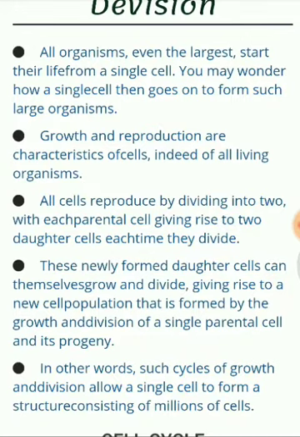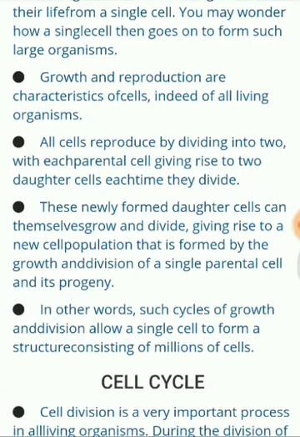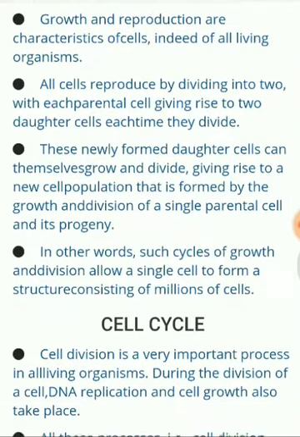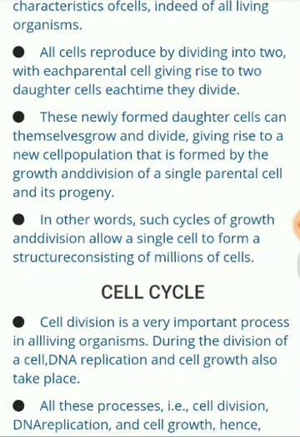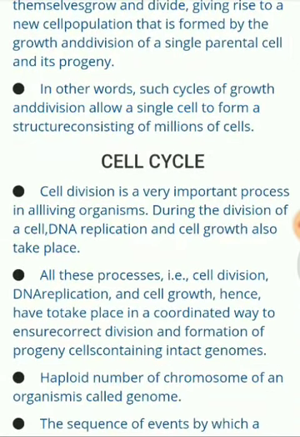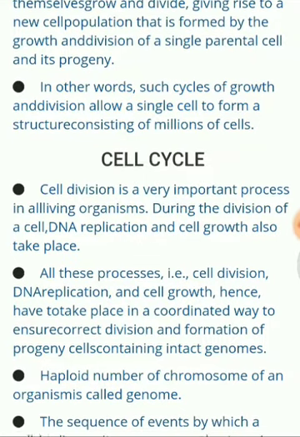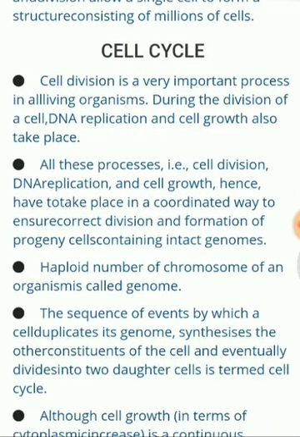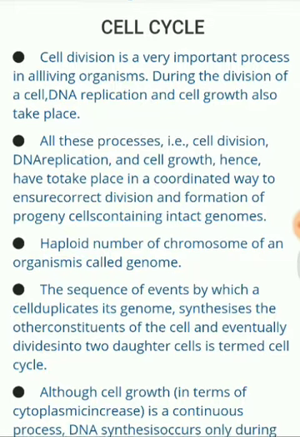All cells reproduce by dividing into two, each parental cell giving rise to two daughter cells each time it divides. These newly formed daughter cells can themselves grow and divide, giving rise to a new cell population formed by the growth and division of a single parental cell and its progeny. In other words, such cycles of growth and division allow a single cell to form a structure consisting of millions of cells. Cell cycle.